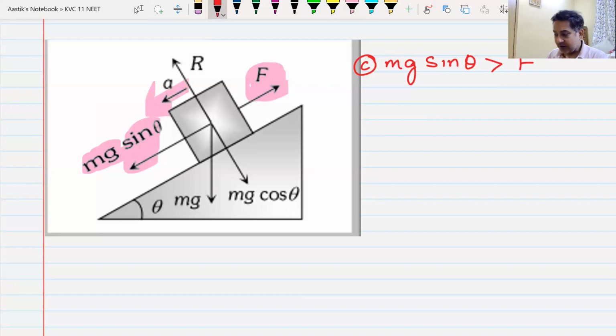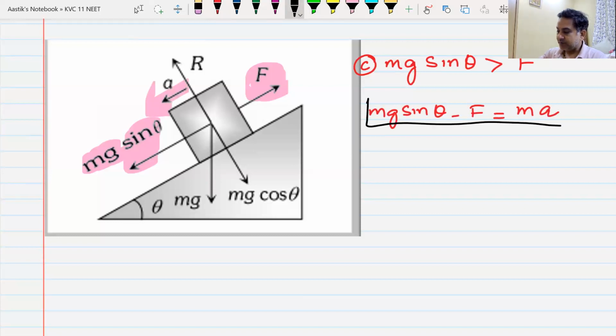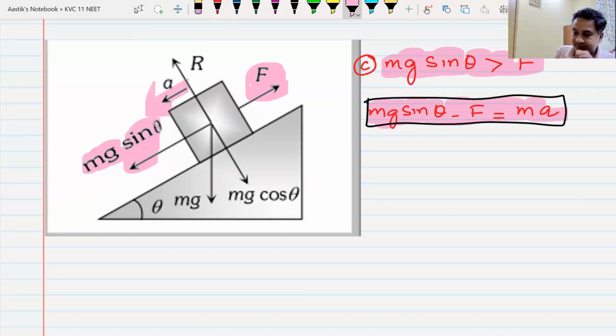Then how will I write the equation? Downward force is more, so downward force minus upward force is equal to m multiplied by a. This would be the pink equation, if mg sine theta is greater than f. I'll give you 2 minutes to note it down.